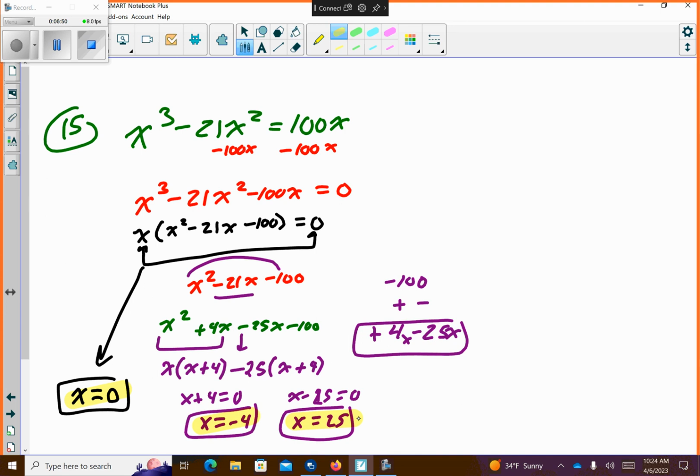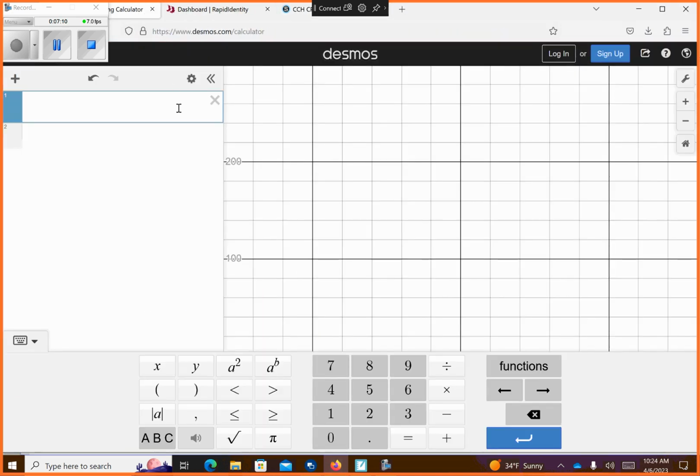All right. This is actually a good one that let me take a pause at. I want you to realize what you're actually solving when you're doing this. No, we're not going to use this. I just want to use this as a visual. Okay? If I were to graph this problem, I'm going to show you on Desmos how it works. So I got y equals x raised to the third minus 21x squared minus 100x.